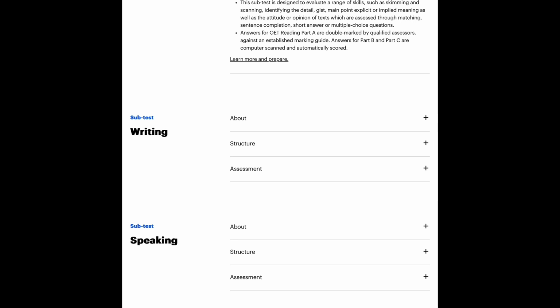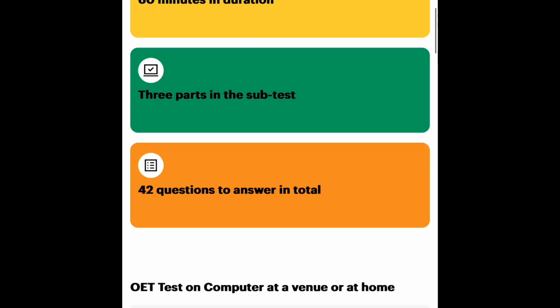This subtest is designed to evaluate a range of skills such as skimming and scanning, identifying the detail, gist, main point, explicit or implied meaning, as well as the attitude or opinion of texts, which are assessed through matching, sentence completion, short answer or multiple choice questions. Again, these are double marked by qualified assessors. You can prepare just by clicking here.